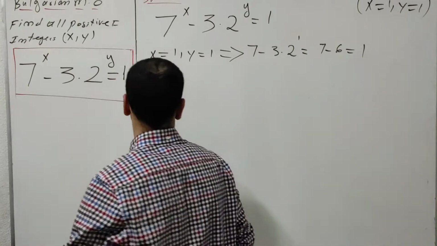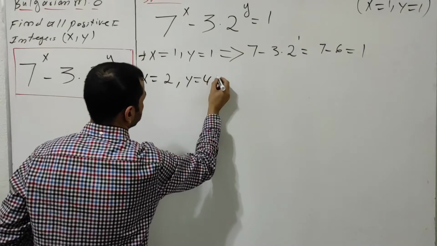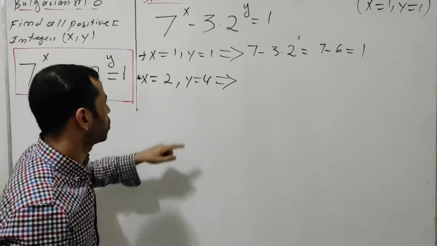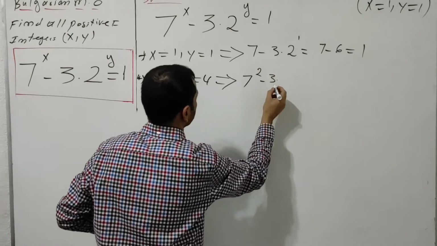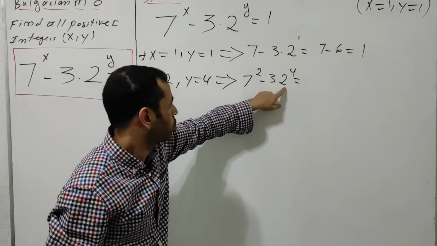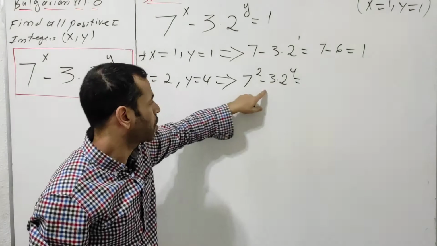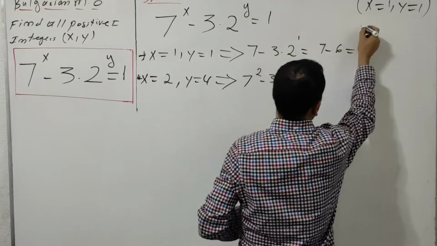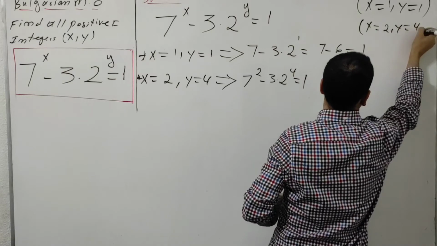Let's check the second solution when we have x equals 2 and y equals 4, because y equals 3 is not a solution of this equation. So 7 to the 2 minus 3 multiplied by 2 to the 4. This one is giving us 49. 2 to the 4 is 16, and 16 multiplied by 3 is 48. So 49 minus 48 is 1, which verifies this equation. Okay, so here is the second solution: x equals 2 and y equals 4.